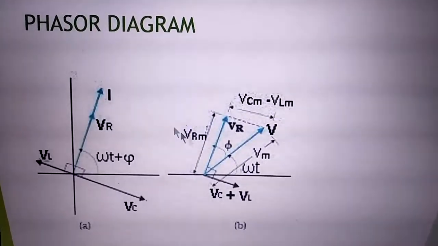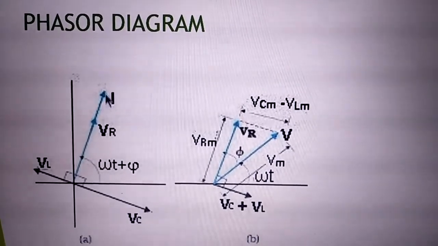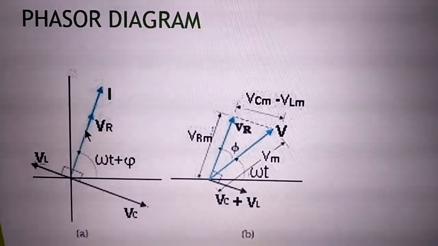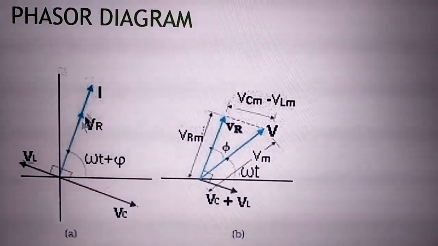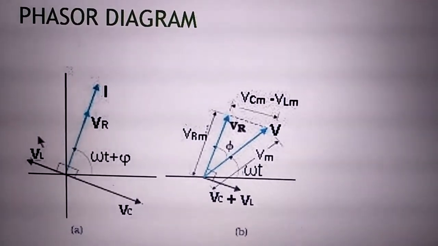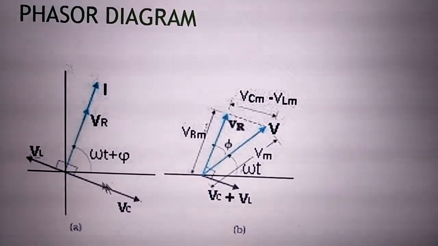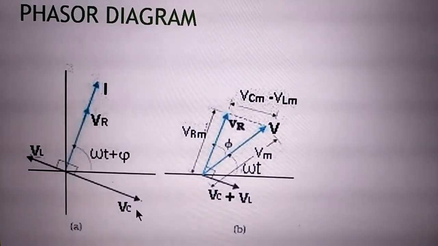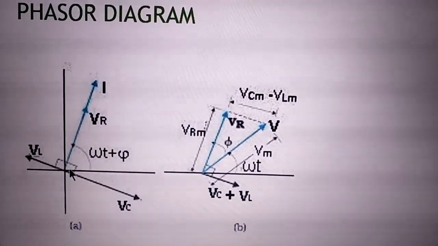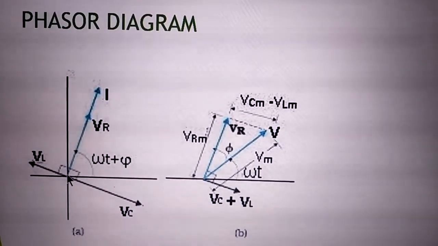If we draw the phasor diagram, in the case of current and voltage phasors in a resistor, there is no phase difference. The blue line is the current phasor, VR represents the voltage phasor across the resistor, VL across the inductor, and VC across the capacitor. If it is a capacitive circuit, VC will be more and VL less. If it is an inductive circuit, VL will be more and VC less.